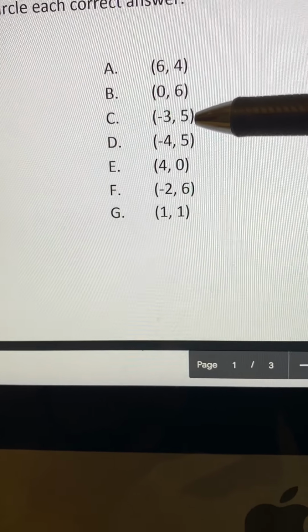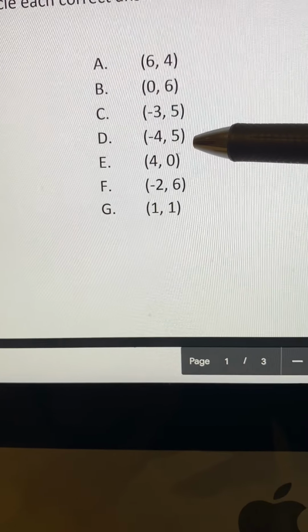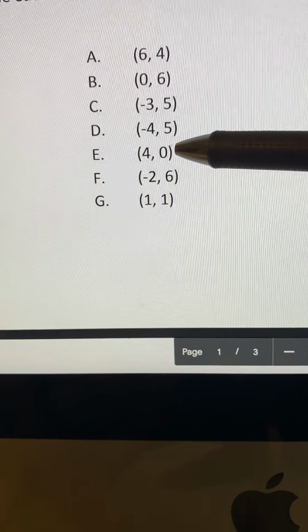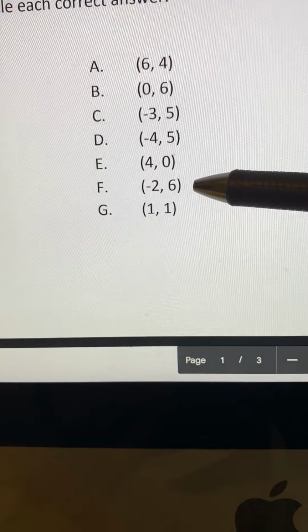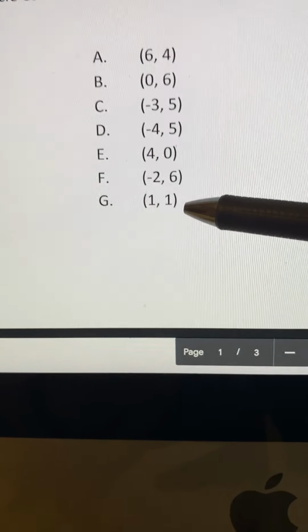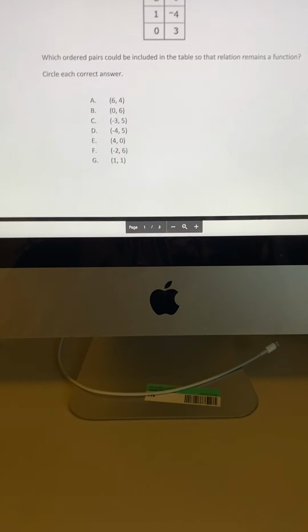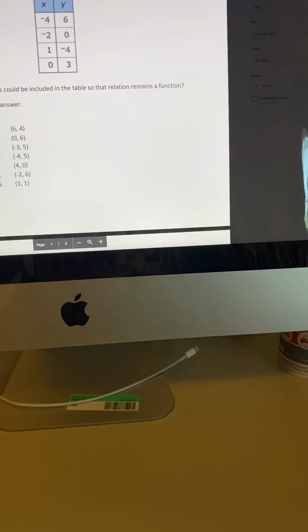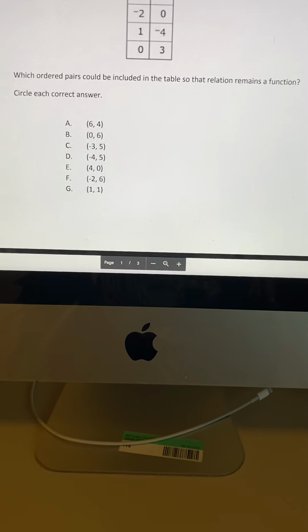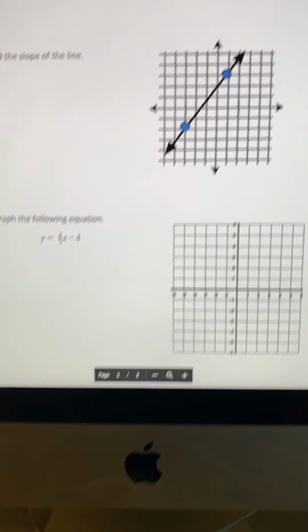B, bad, C, good, D, bad, E, good, F, and G, all bad. Those are bad. So, that one works out pretty nice. None of the x values can be the same for it to be a function.